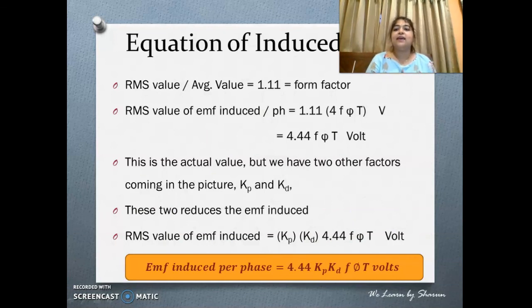We can say EMF induced per phase is equal to 4.44 Kp Kd F phi T volts. Okay, this is the equation you are going to use to solve numericals and to get the EMF equation for the alternator for various conditions.